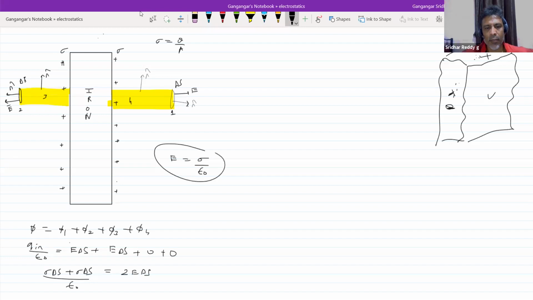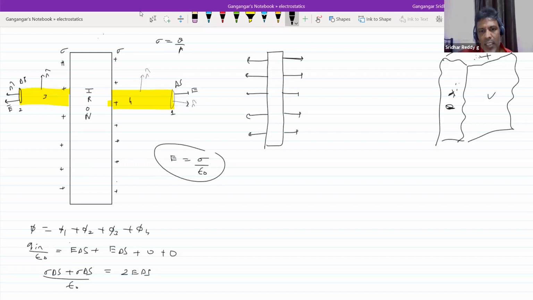The problem is not over. There's a net field outside the conducting sheet. So here afterwards, when you get a conducting sheet, there's a method you have to show. There's a field, and the field will be uniform. Practically, you can't get a large sheet. So what happens? At the middle of the sheet, the field will be equal to sigma by epsilon naught. As you reach the edges, the edge effect will come. Due to that, what happens? The field will be non-uniform.